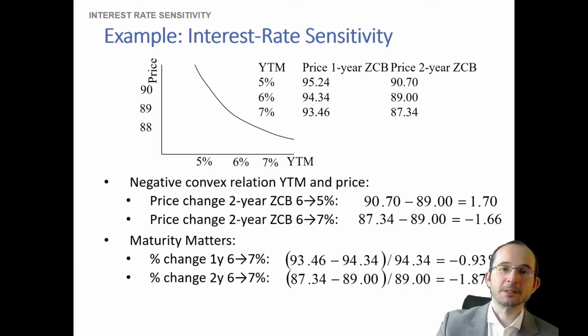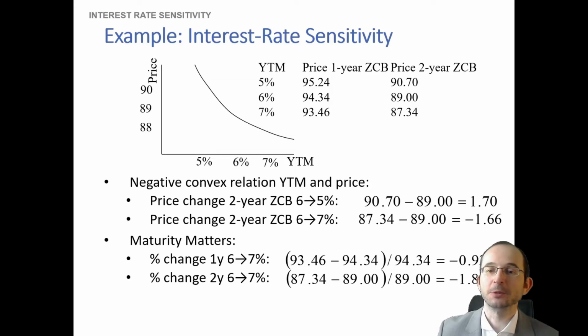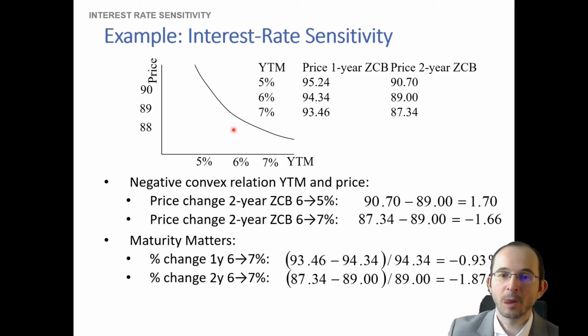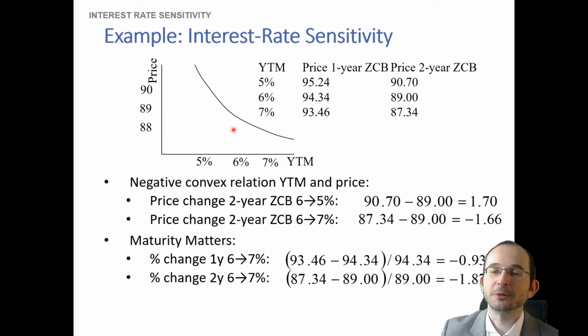Now, another way to conceptualize this with zero coupon bonds is to look at price changes for a 1-year zero coupon versus a 2-year zero coupon. So again, a difference in maturities. One of them is a longer maturity than the other. And let's say that yields start for both of them at 6%, but then they can either drop to 5% or rise to 7%. Well, we should already expect that the relation between yield to maturity and price is going to be negative, of course, but let's see just how negative.